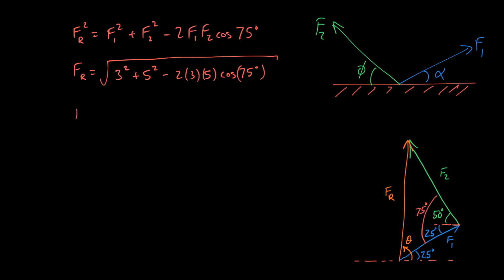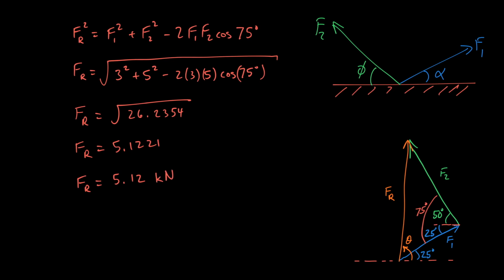If we solve the inside, we get FR equals the square root of 26.2354. Punch that into a calculator. The magnitude of FR is 5.1221. However, we don't want that many decimal places. We will just use 3 significant digits. So we can write FR equals 5.12, and if we remember the units, we need to make sure to add those. So that's the magnitude. Now, all we need to find is theta.